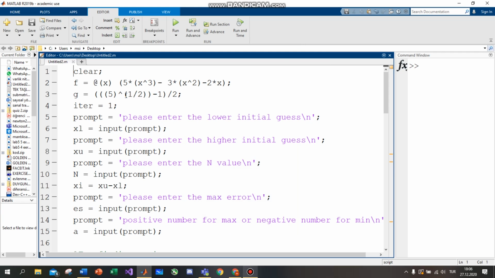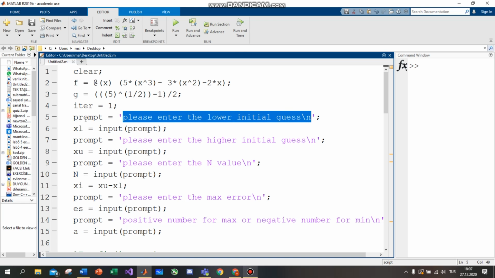Hi guys, this is the golden section search method, and this is the MATLAB code. I write the code here: this is my equation, this is the golden ratio, and the initial iteration number is 1. The prompt means, as in C programming, printf, and you see it in the command window.